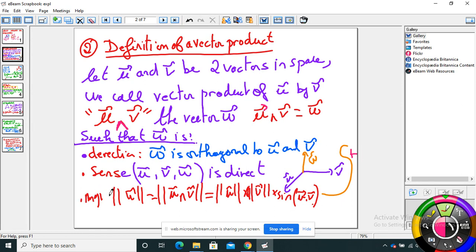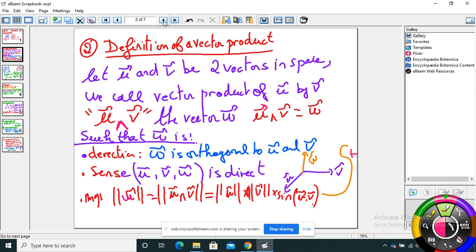And what about the magnitude of the vector product? The magnitude of W, meaning the magnitude of U vector V, is the magnitude of U times the magnitude of V times the sine of the angle between U and V, not cosine. And pay attention: in the preceding chapter, for U dot V we said it is the magnitudes times cosine. No, here we say the magnitude of U vector V is the magnitude of U times the magnitude of V times the sine of the angle between U and V. We'll see this formula more in the applications.